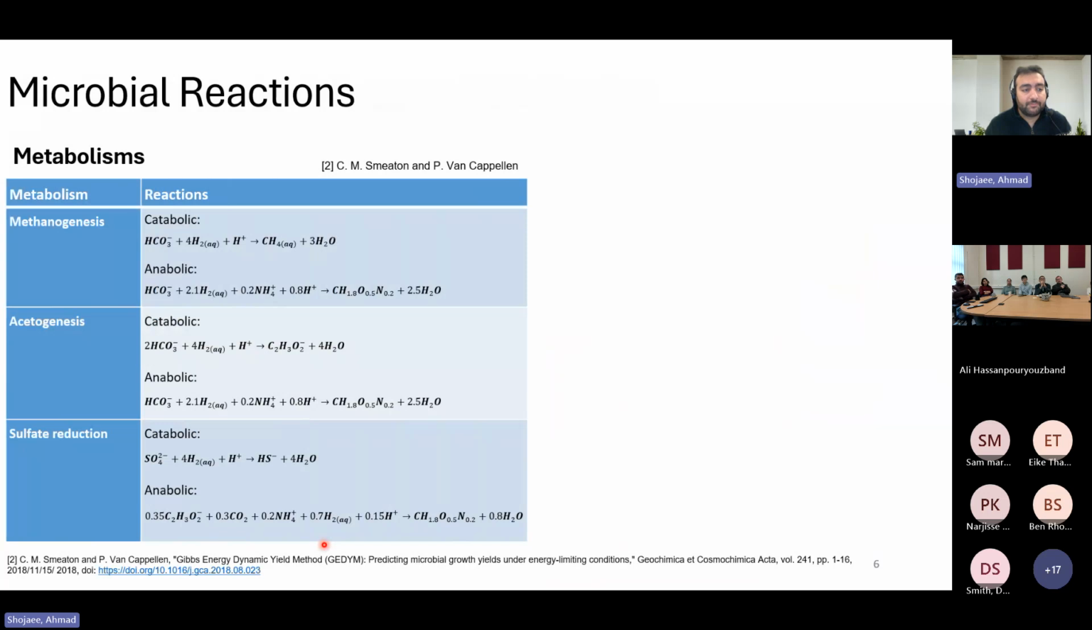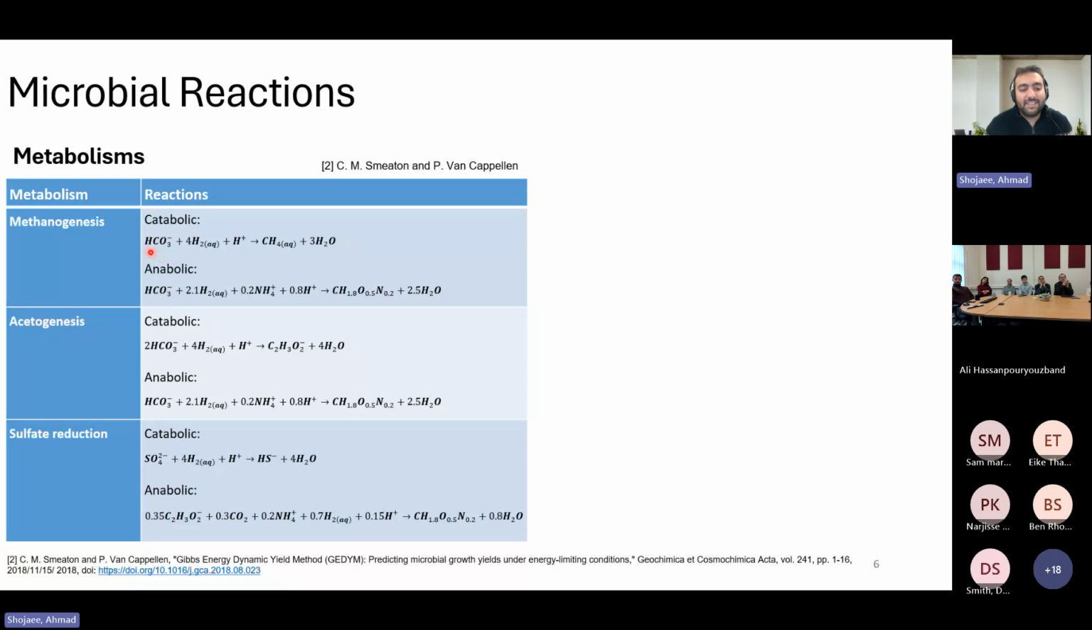So let's go to microbial reactions. In this table, you can see that I have put three microbial reactions: methanogenesis, acetogenesis, and sulfate reduction. I always say that my background is reservoir engineering. When I started my PhD, I knew nothing about microbiology, and I started from zero. The first thing that I found about microbial reactions was that each microbial metabolism contains two separate reactions, a catabolic reaction and an anabolic reaction. We usually know the catabolic reaction path. For example, another notation of methanogenesis is reacting CO2 with hydrogen. If you do some math, you can convert it to that reaction.